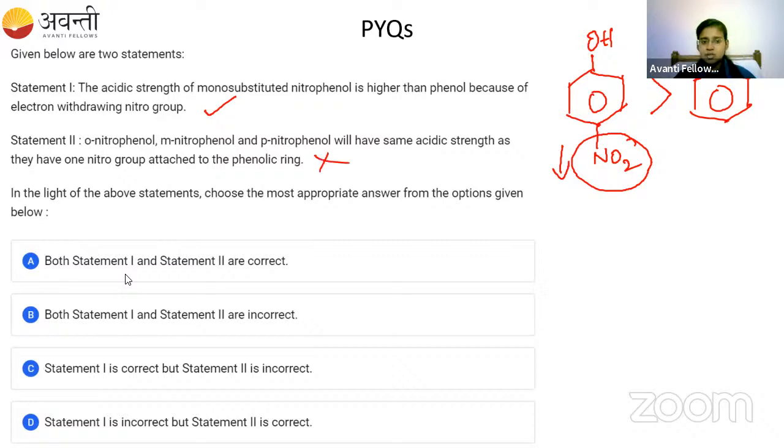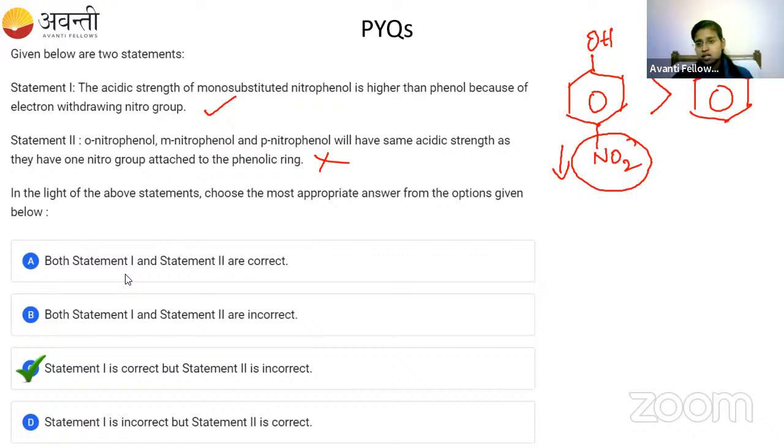So which is the correct option? C. Statement 1 is correct, statement 2 is incorrect, is the correct answer for this question. Clear? You know why? If the electron withdrawing group is just opposite to the OH, it will pull the electron density more.